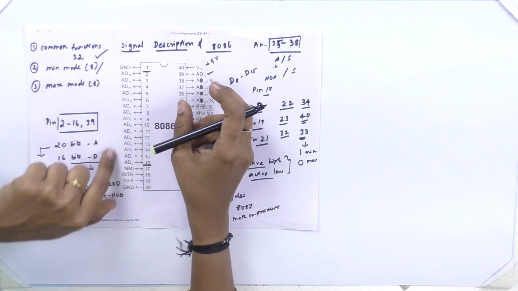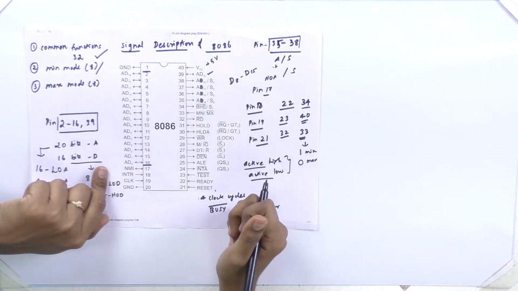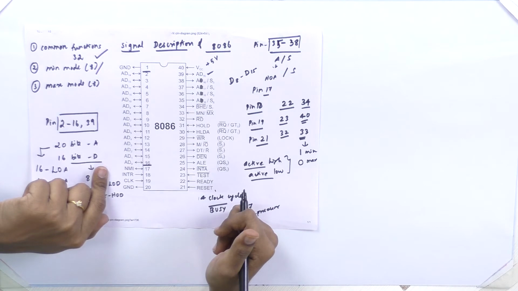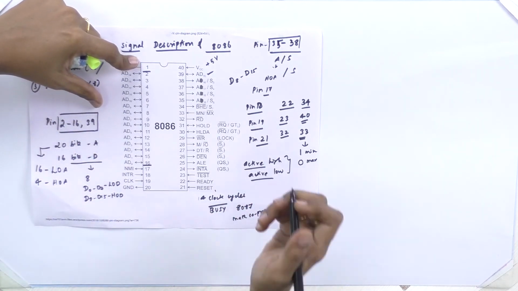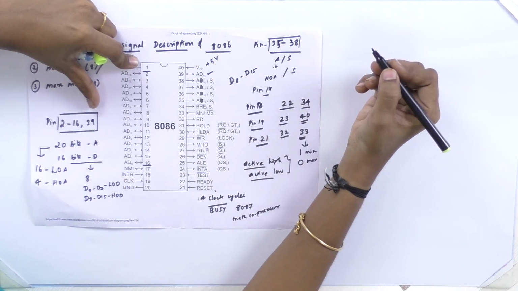So these are all the pins that have common functions besides minimum or maximum mode. Next we will discuss the functions of minimum mode pins.